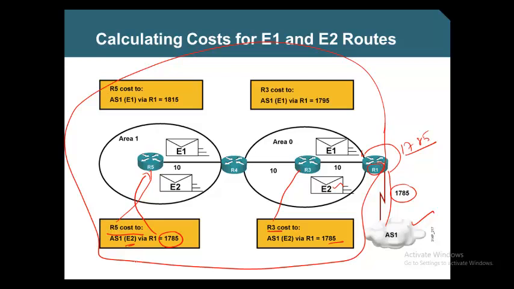But when you change to E1, 10 gets added and you get 95. Another 20 gets added, you get 185 on router 5. 10 plus 10 plus 10 is 30. When you add 30 to this, you get 185. Path cost is added. We did an exercise on this.